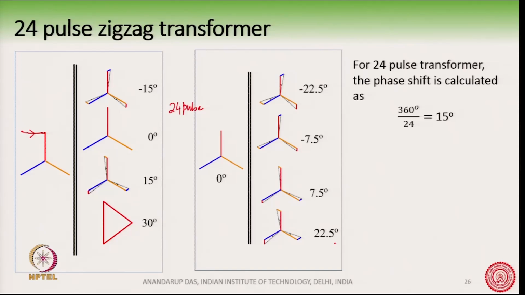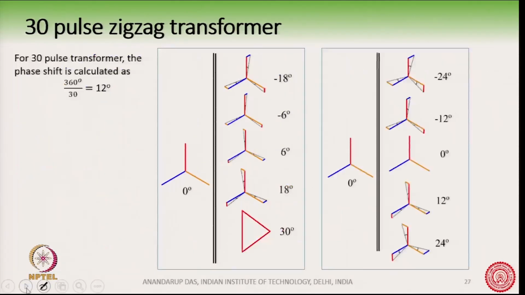Okay. So, in a similar way we can also have a 30 pulse zigzag transformer. With a 30 pulse zigzag transformer the phase shift required is 360 degrees by 30, so 12 degrees. And how many rectifier transformers will we need? We need 5, because each rectifier produces 6 pulses. So, for 30 pulse we will require 5 such sets.